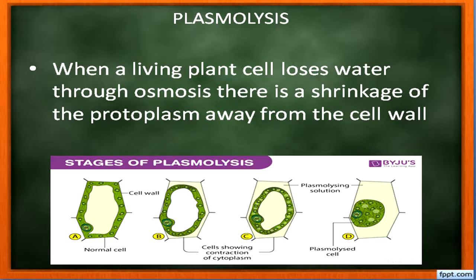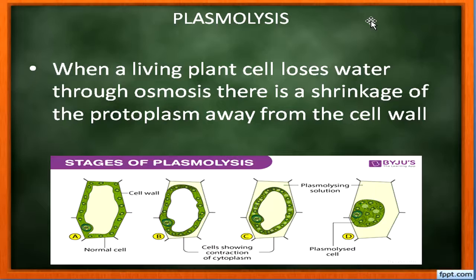So if you take plasmolysis, when a living plant cell loses water through osmosis, there is a shrinkage of the protoplasm away from the cell wall. What is protoplasm? The nucleus along with the cytoplasm together we call protoplasm. So here in the diagram you can see that the protoplasm comes away from the cell wall, isn't it? And it is concentrated towards the center. That is why this process is called plasmolysis. It comes away from the cell wall. That is the keyword.